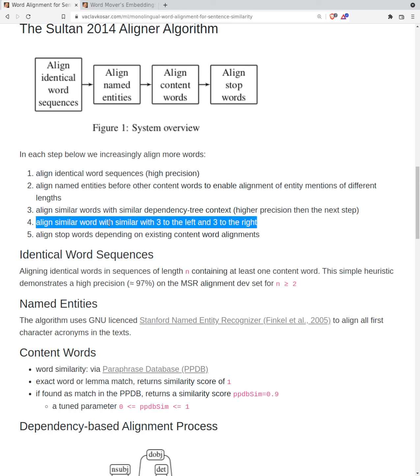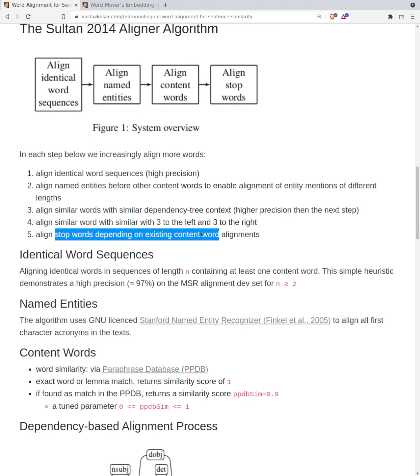Next step is that you align. We don't use a dependency tree; it's just positional. If you are able to align a certain window of similar words, and it passes the sentence score, then you align the words in the middle. And the last step is to align the stop words.